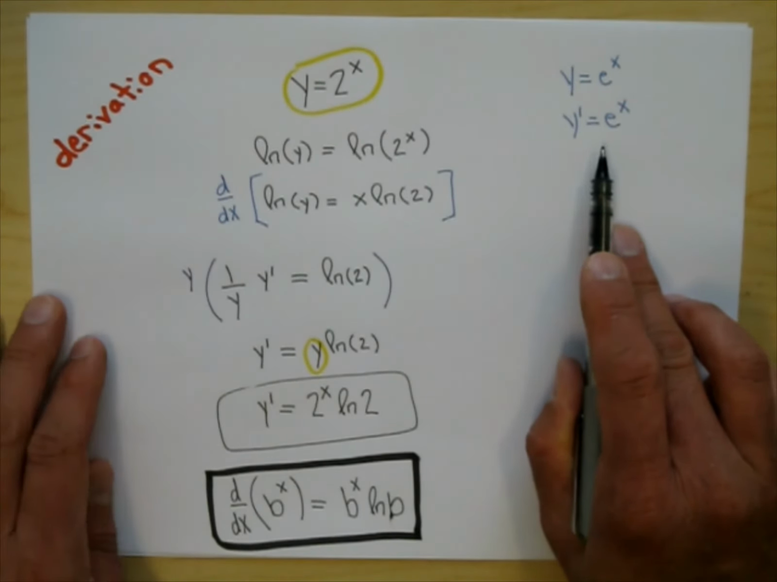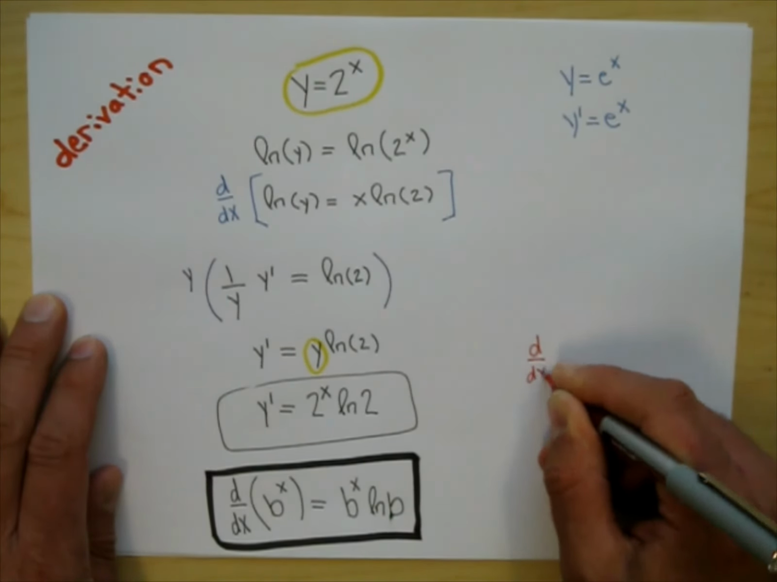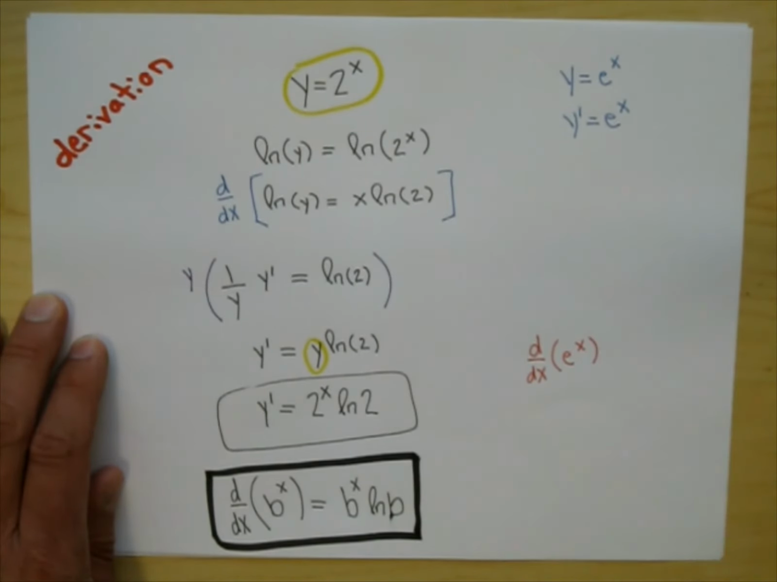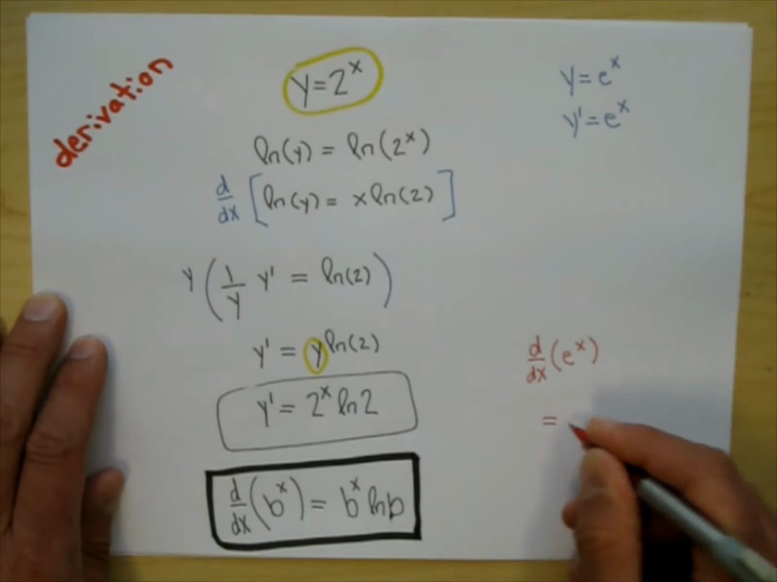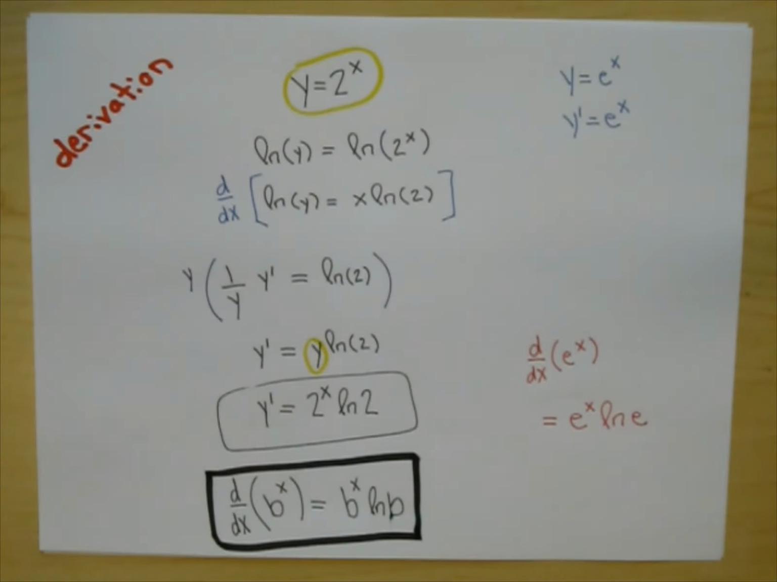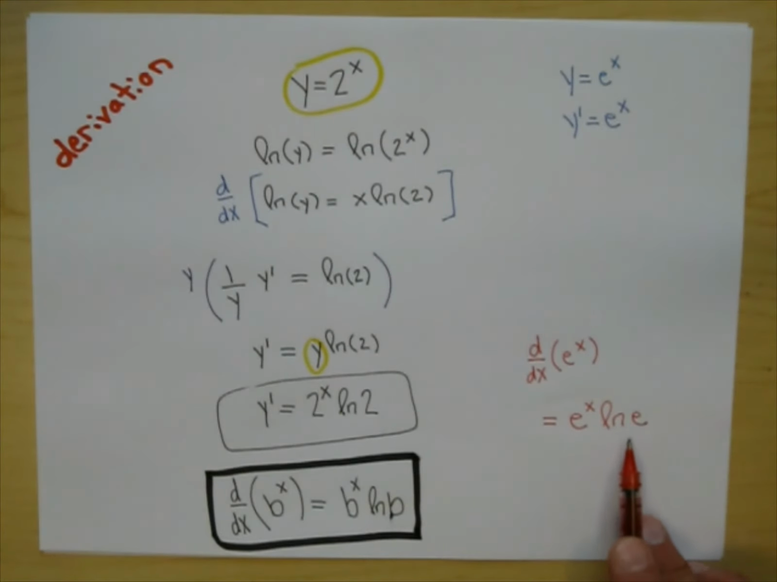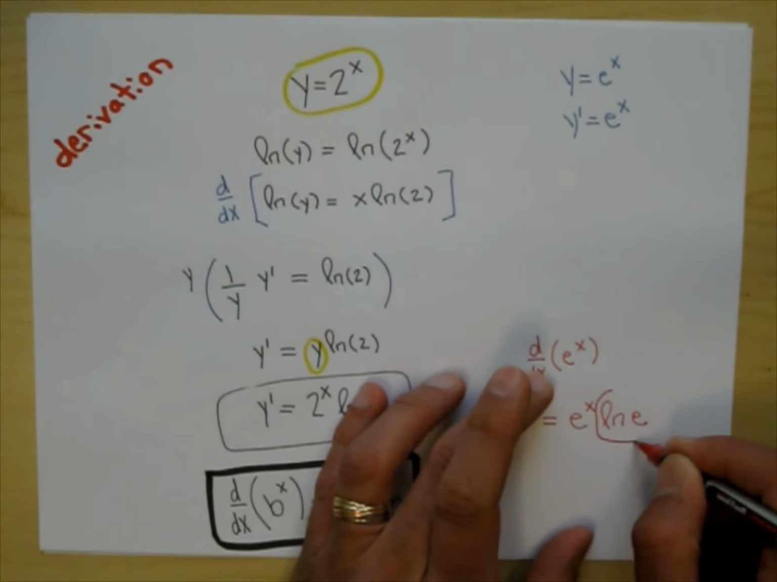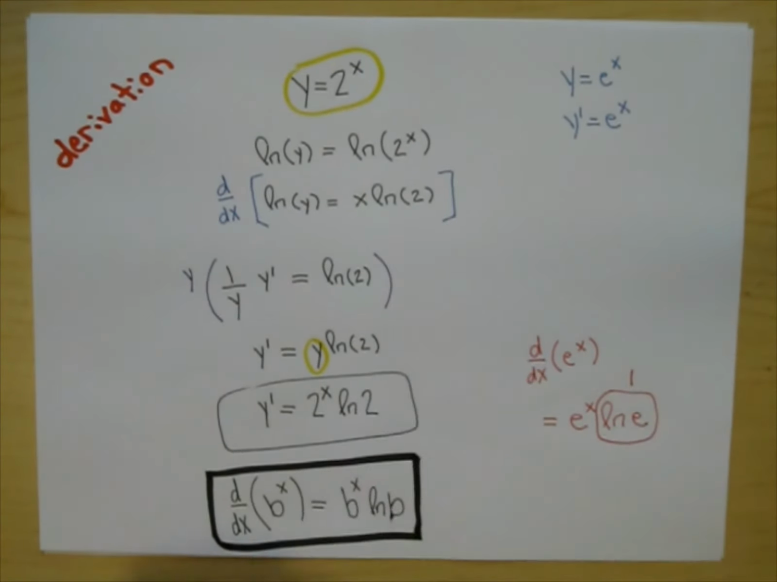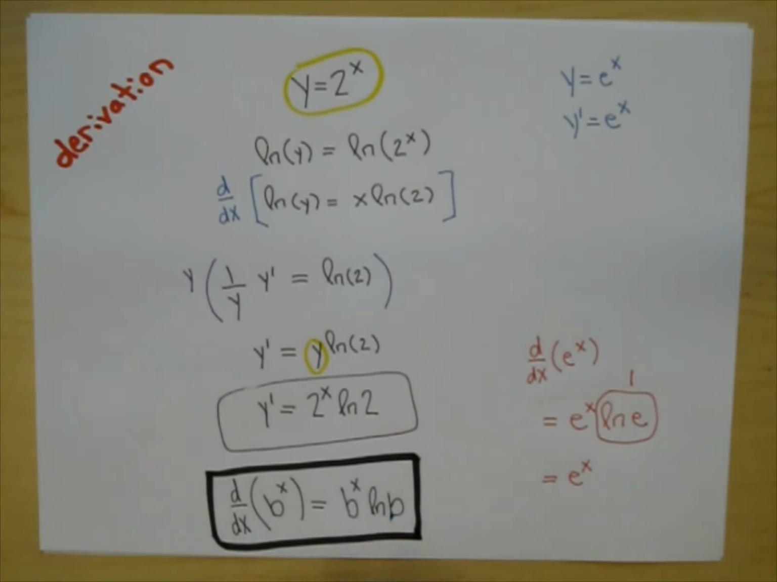So watch this, and I'll do it maybe in red. When you take the derivative of e to the x, we know the answer, it's e to the x, but let's use this formula. It is e to the x ln e. And ln e is log base e of e. E to what power gives you e, or you can look at property 2. Ln e is always going to be 1. So the answer is e to the x times 1, which is e to the x.